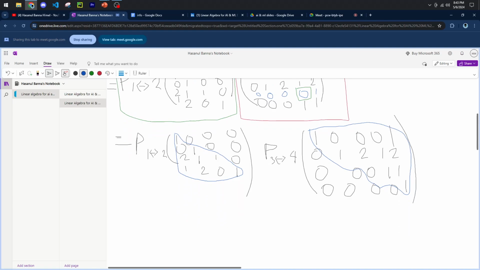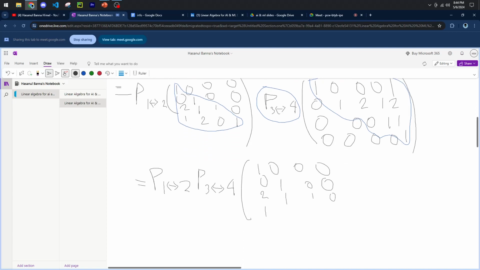Now for continuing our math, we will take this part at the front, P 1 2, and then this part P 3 4, and the rest of the elements. 1 0 0 0, 0 1 0 0, 2 1 1 0, 1 2 0 1, and this part 1 0 0 0 1 0 1 2 1 2 0 0 0 1 1, and finally 0 0 0 0 1.